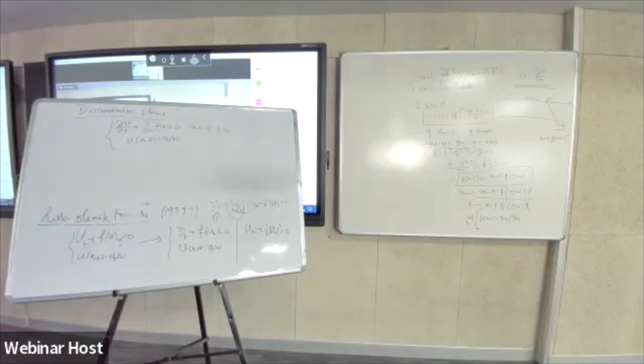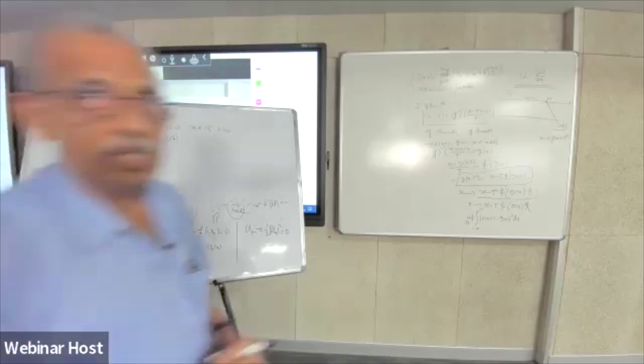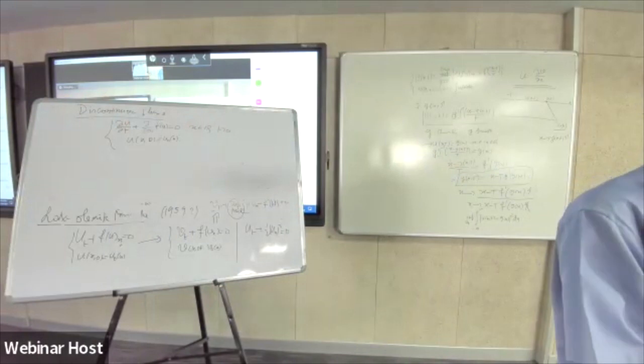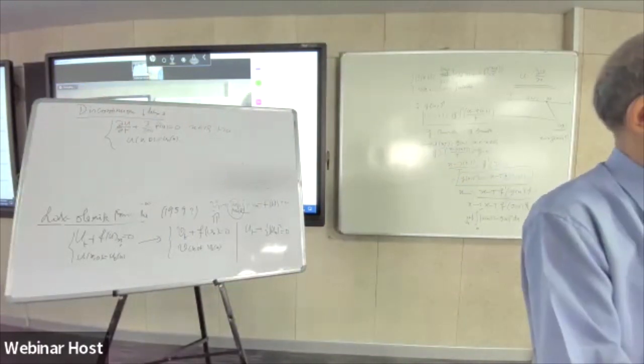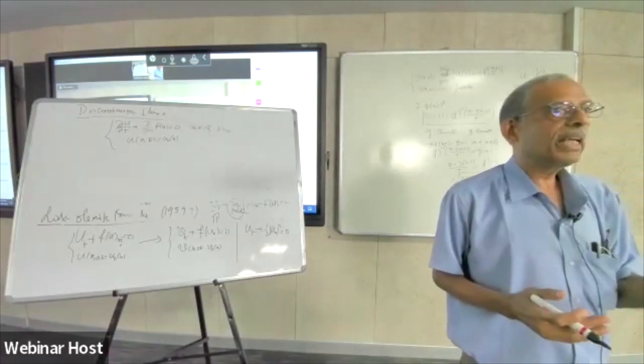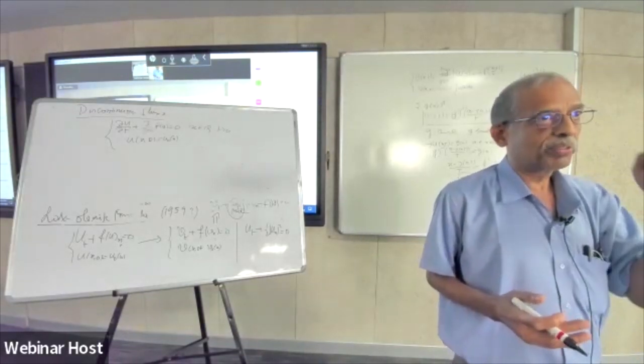All of you have heard about the Weierstrass theorem. The Weierstrass theorem says that polynomials are dense in the continuous functions, C of [0,1]. How does one prove it? He uses the heat equation. There are many proofs.